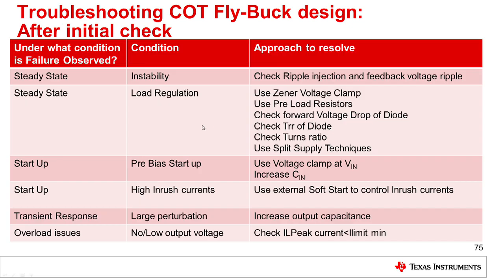So here we have a few tips of what to do when some of the most common issues come up with your regulator. With a constant on-time regulator, instability is probably one of the most common issues that you'll see in steady state. And the most common reason for that problem is that your ripple injection components have not been selected correctly. So if you see any kind of instability with a constant on-time architecture, double check your ripple injection methodology and your component values.